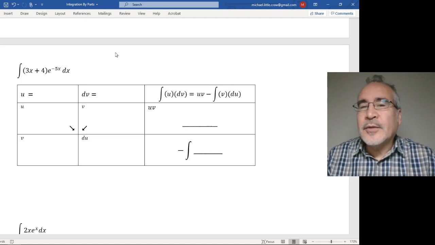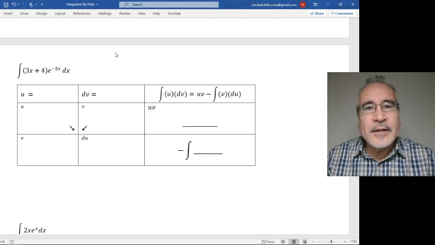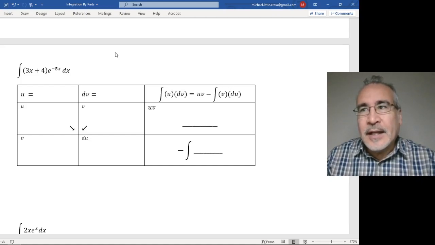Now e is one of these tricky ones. If you take its derivative, it's its own derivative. It's not going to go away. If you integrate it, it's also its own integration, so it doesn't get any worse. That's kind of what you want. The 3x is going to go away, as the x will go away when we take its derivative.